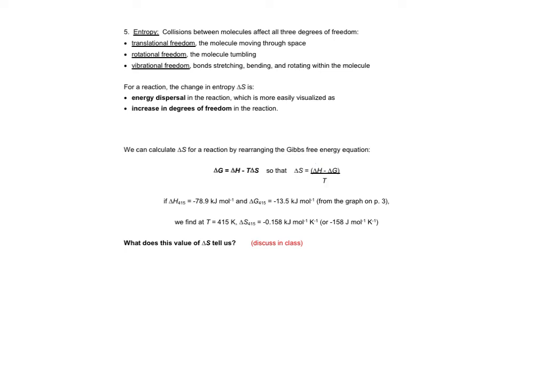For the reaction of isobutene plus hydrogen bromide to produce tert-butyl bromide at 415 Kelvin, the change in entropy is negative 158 joules per mole per Kelvin. In the class meeting, we'll discuss what this value of delta S tells us about the reaction.